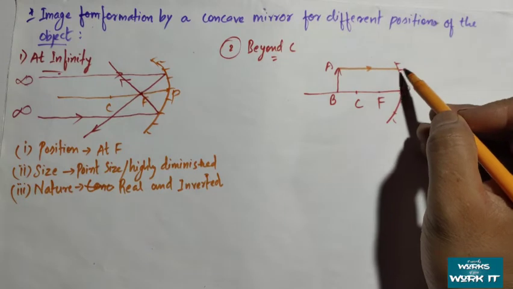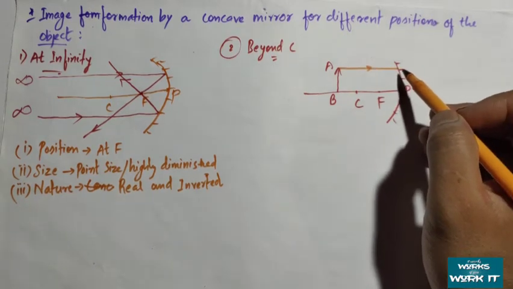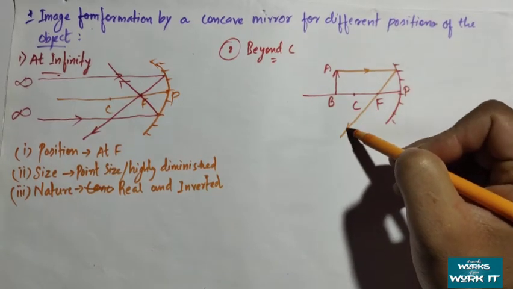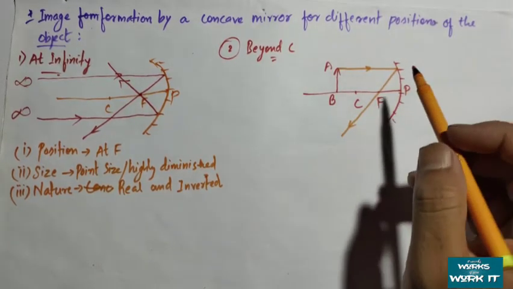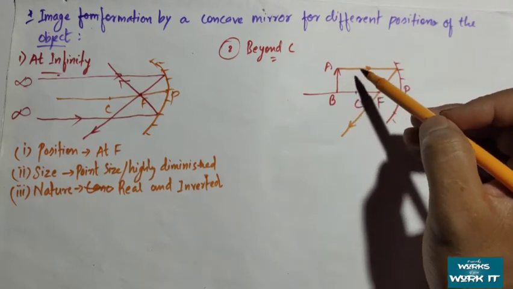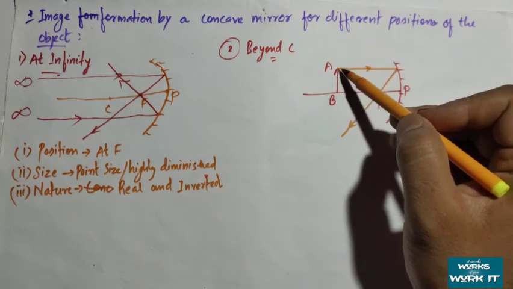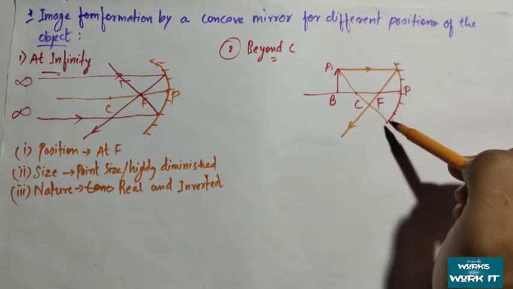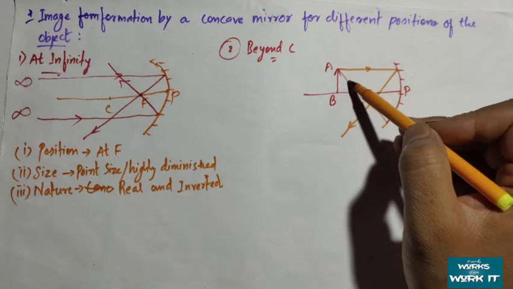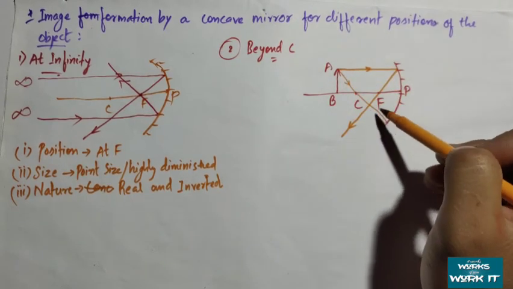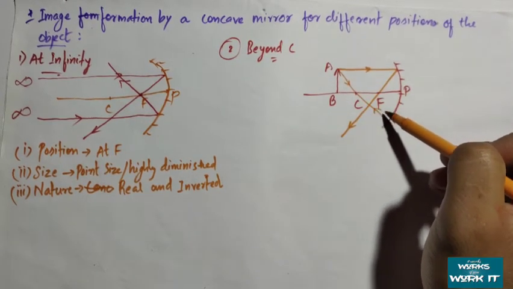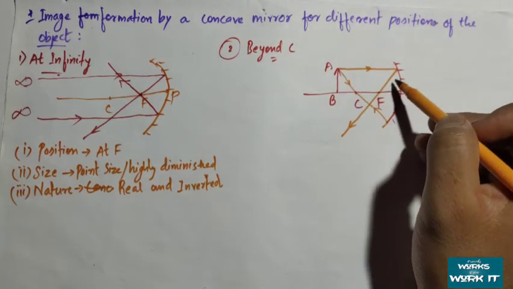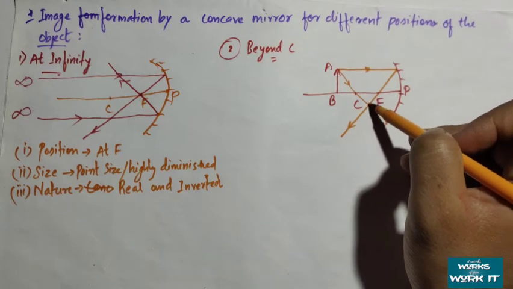Then after going parallel to the principal axis, it will be reflected back through the point that is the principal focus. Okay, next one, if I draw from here, what is the next rule? The light rays will be going through the center of curvature, and after reflection it will come back on the same point, that is the center of curvature. Okay, so now where the two reflected rays are meeting, that will form the image.